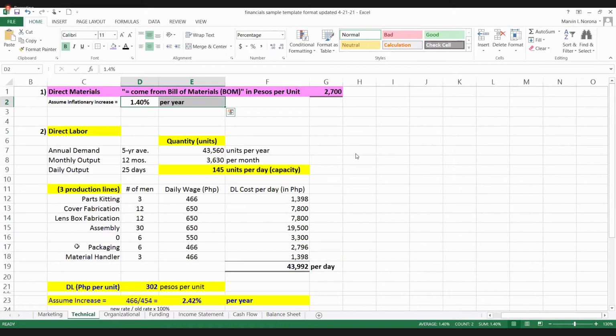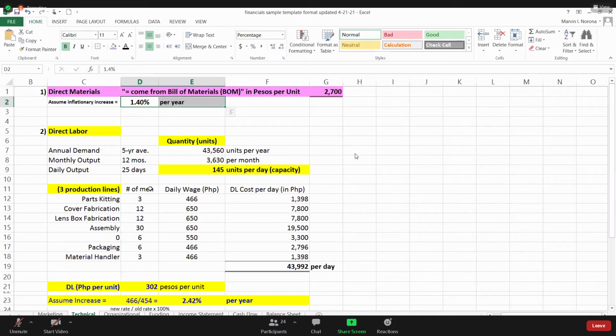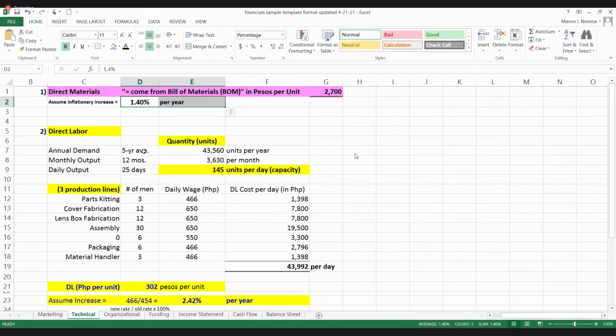Yung direct labor can be obtained by looking at what daily output or monthly output that you need to produce in order to meet the sales volume. Okay. So what you can do here is you can produce, what do you call this? So you can produce based on a 5-year average. Ito yan.